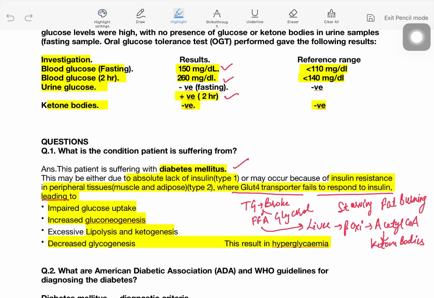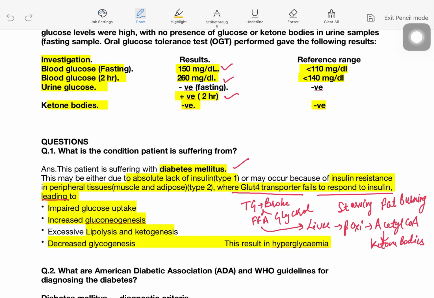So let's understand in easy language. Insulin was a key. Since insulin isn't unlocking cells to let glucose in, the body starts breaking down fat stores, that is lipolysis. The liver converts those fats into backup emergency fuel called ketones, that is ketogenesis. In severe insulin lack, ketones build up and make the blood acidic, though our patient today still tested negative for ketones.